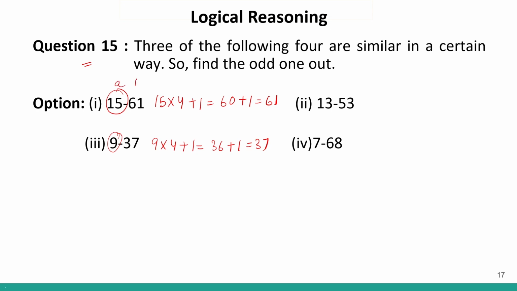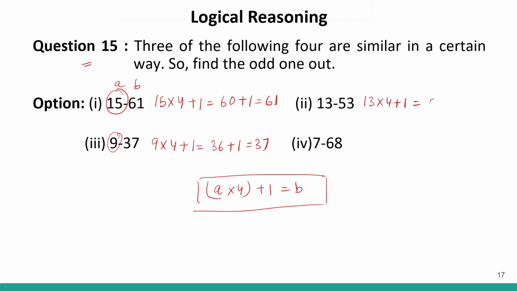Okay, so if this is A, this is B. Basically, A into 4 plus 1 is giving me B. This is the logic that I have found in option number 1 and option number 3. Now, let us check for this one. So, this will be 13 into 4 plus 1. So, 13 into 4 is 52 plus 1 is 53. So, this is correct for this also.